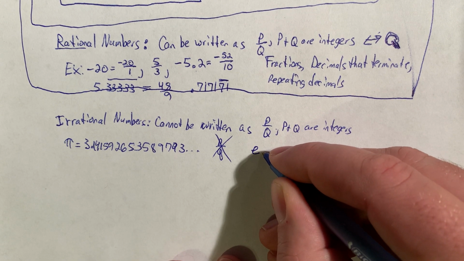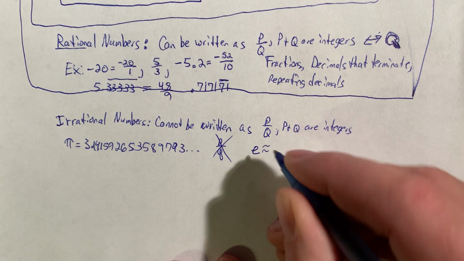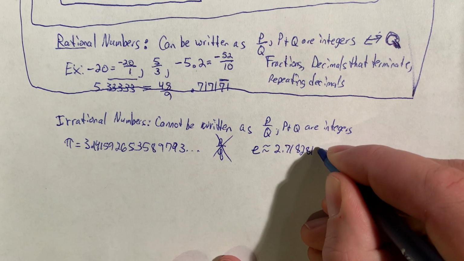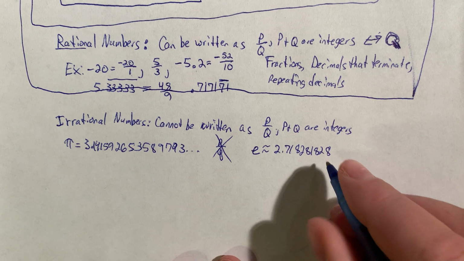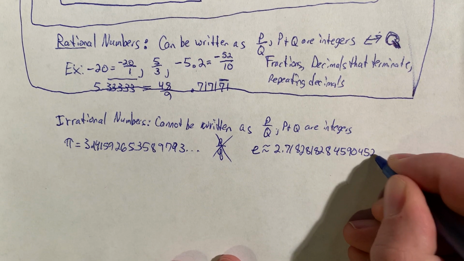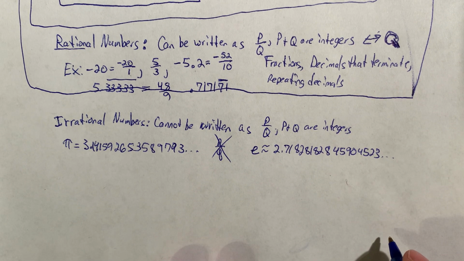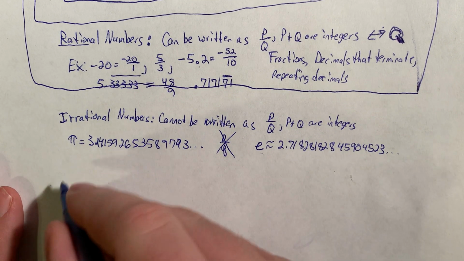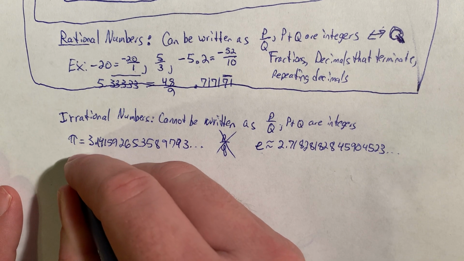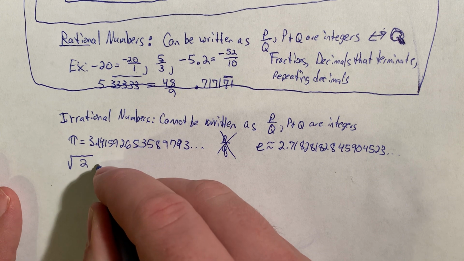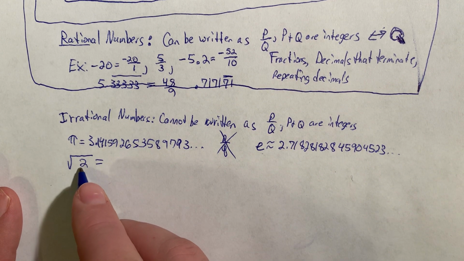Another one we're going to learn about coming up later this semester is E. This is important enough that I'm going to tell you about it right now. It's approximately 2.718281828, which kind of looks like it's going to repeat, and then it doesn't. 4590, 4523, keeps going. So this is going to be really important later this year. Pi, E.